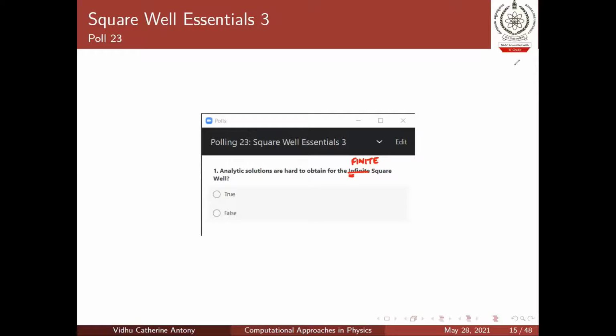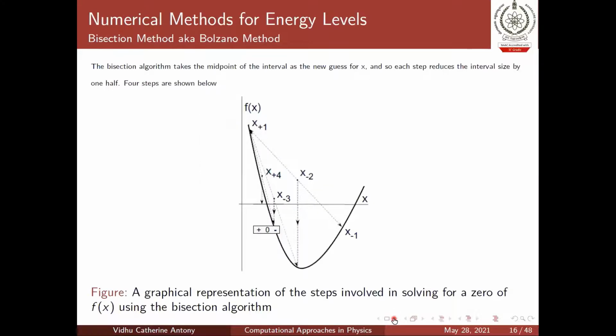Okay, let's move on to the numerical methods. First, we discuss your bisection method. The bisection method is also called the Bolzano method. I don't know if you've heard that term. Now, the bisection method, what does it do? It takes the midpoint of the interval as a new guess, x, and each step basically reduces the interval size by half. There are 4 steps that are basically shown in this particular plot.